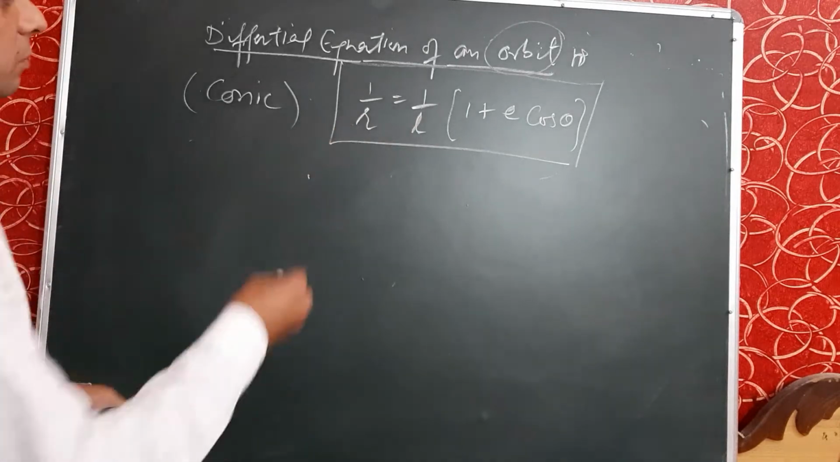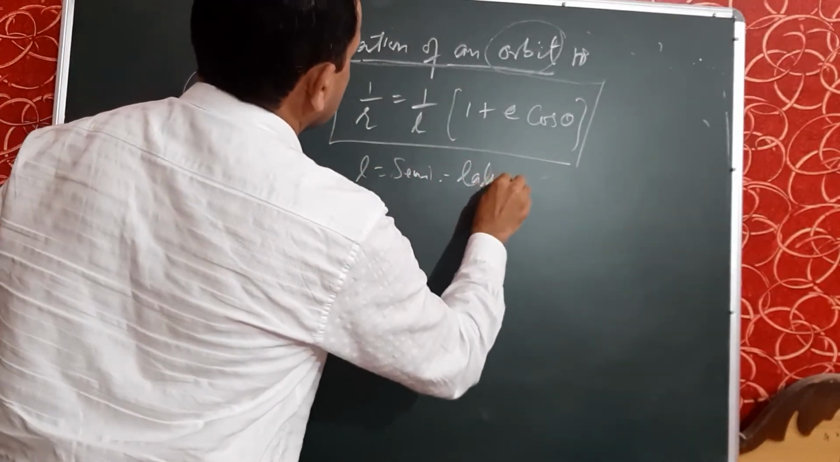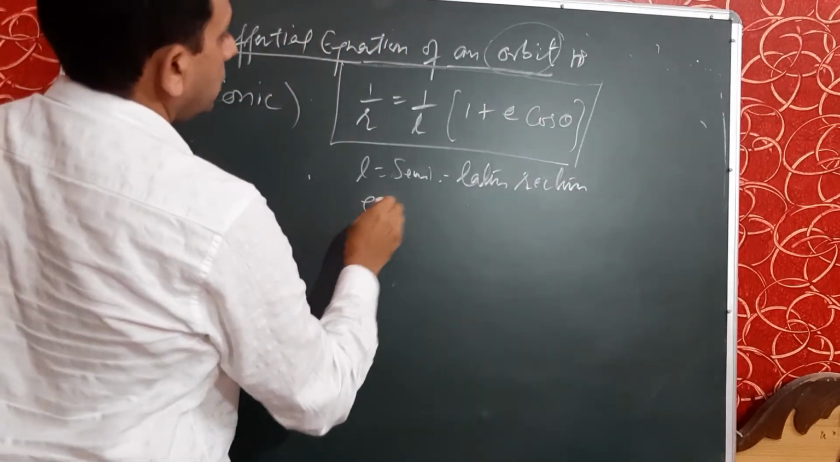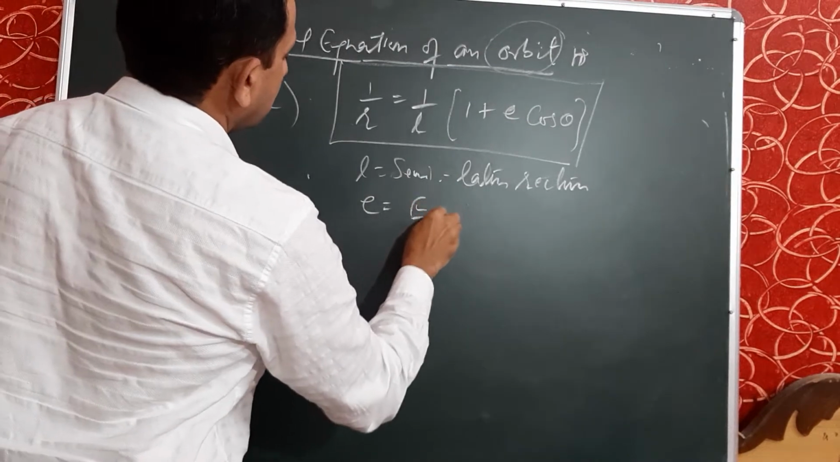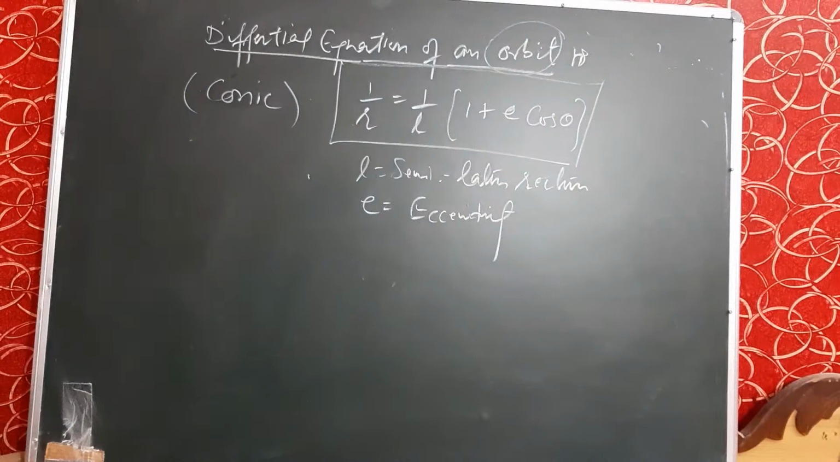It is 1 by r is equal to 1 by L into 1 plus E cos theta, where L is called semi latus rectum and E is called eccentricity. So, this is the equation of conic.